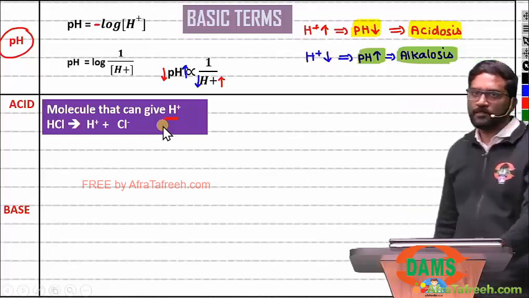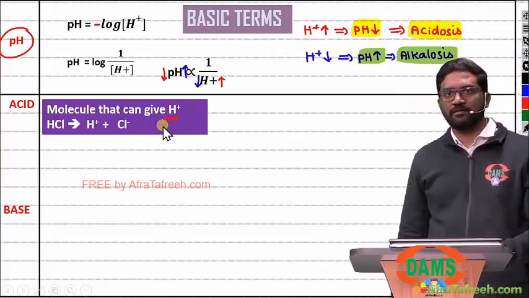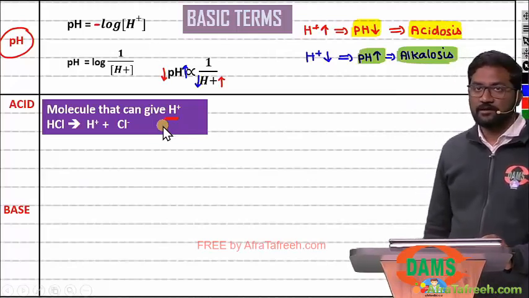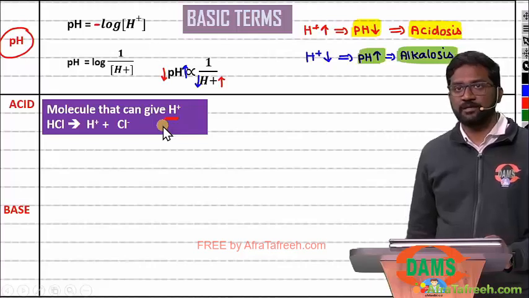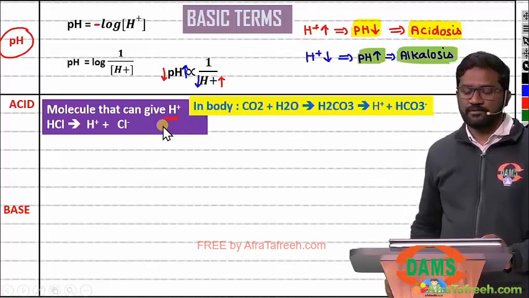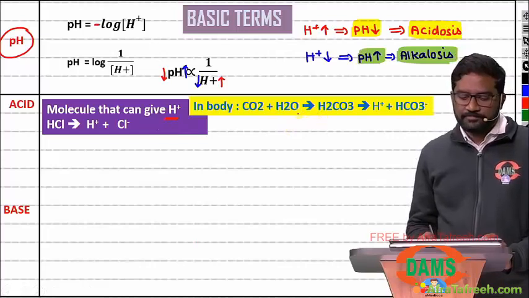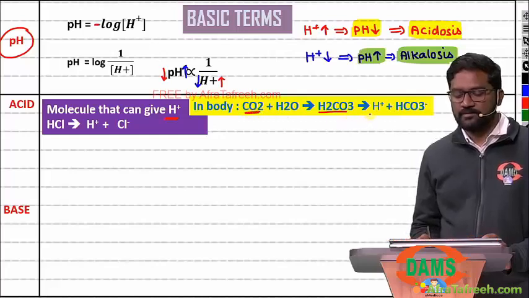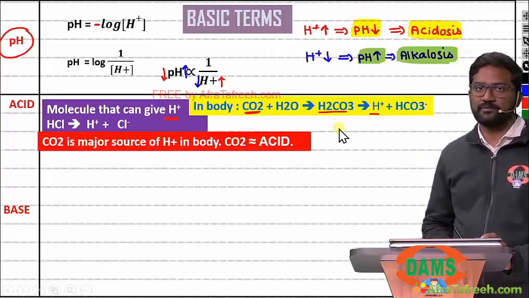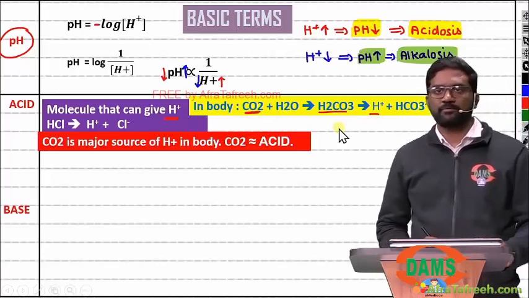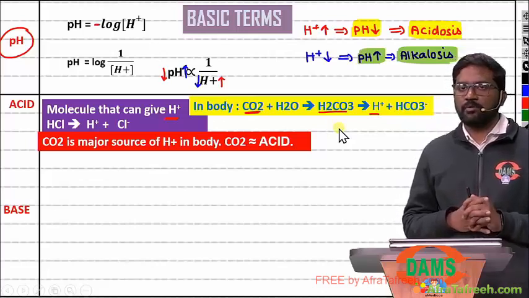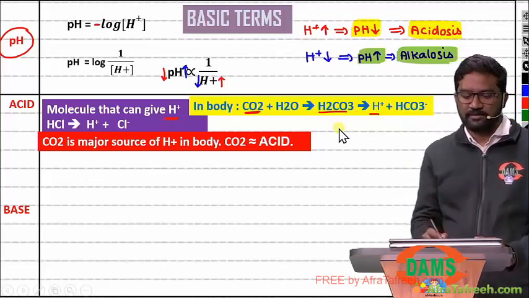But in your body, the abundant acid is not HCl. The most abundant acid is carbonic acid, H2CO3. Where is it produced from? CO2. In my body, the most abundant acid is H2CO3. It is produced from CO2, and that is responsible for a lot of H plus. Because CO2 is the major source of H plus in the body, CO2 automatically becomes the acid in your body.